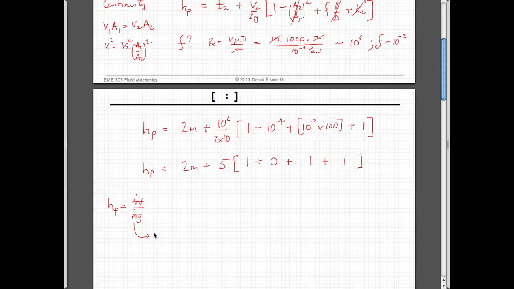Mass flow rate is going to be velocity times area times density. We know what g is, and so you can calculate what that comes out to be. I think if you do the calculations, I must have used the same numbers. So the bottom line, if you calculate this out just in terms of heads, it's 2 meters plus 5 meters plus 0 meters plus 5 meters plus 5 meters.